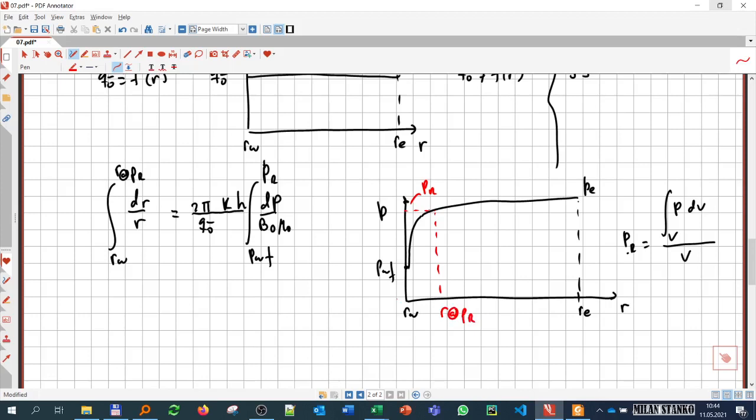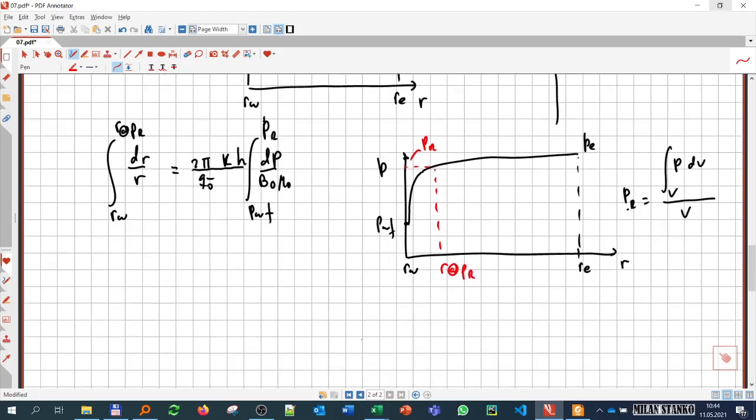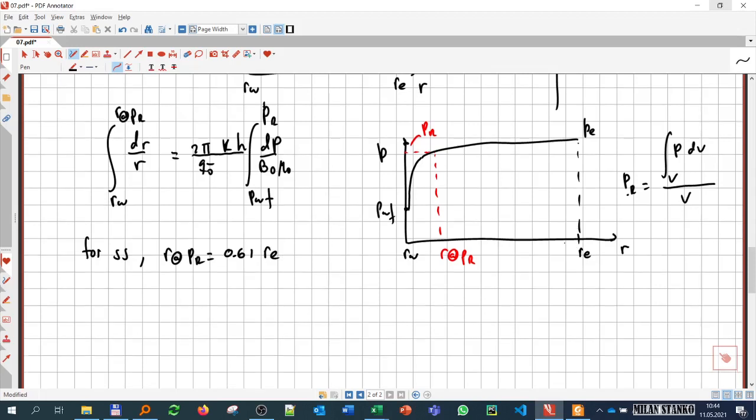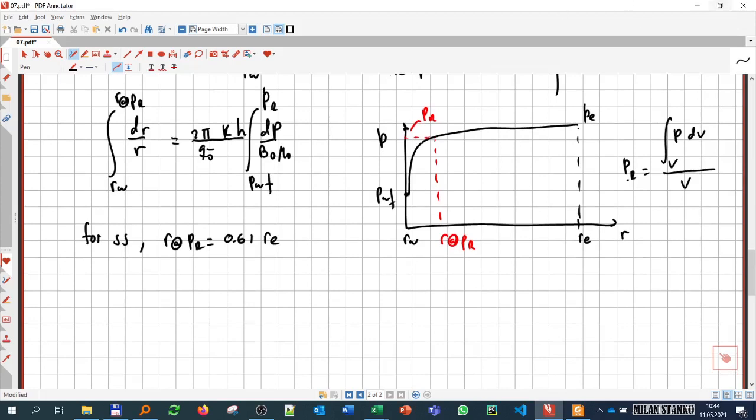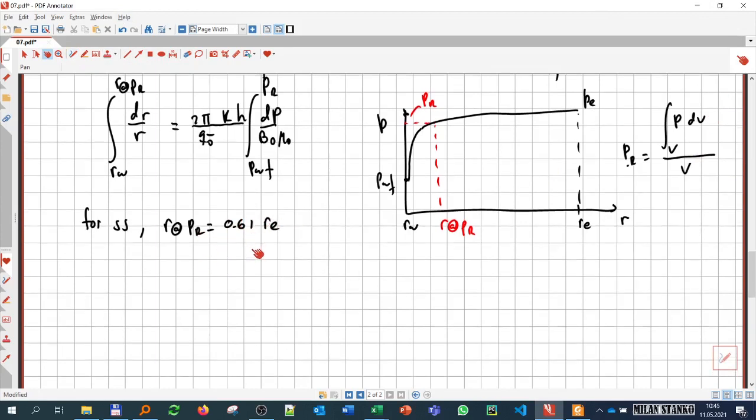I'm not going to go through the derivation here, but for steady state, the R at PR is equal to 0.61 RE. It's located exactly at 0.61 of the external boundary radius. That simply requires some mathematical derivation, calculating that integral, and by doing that you'll find that number.